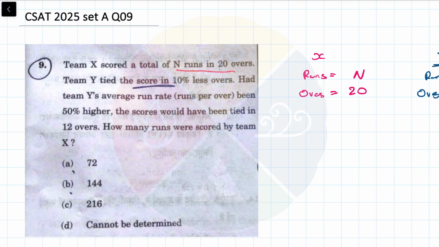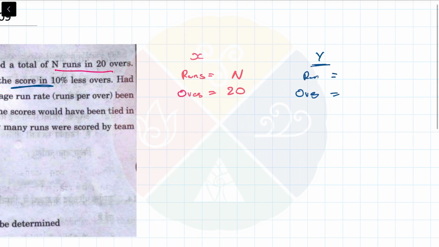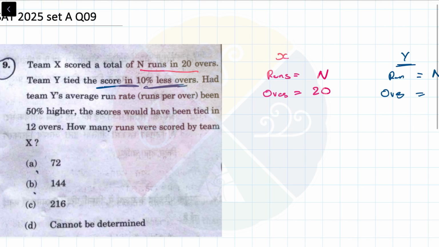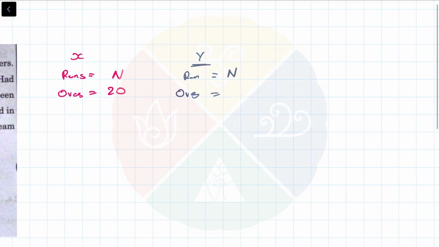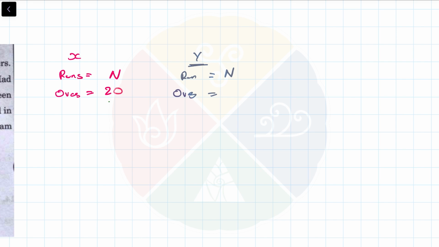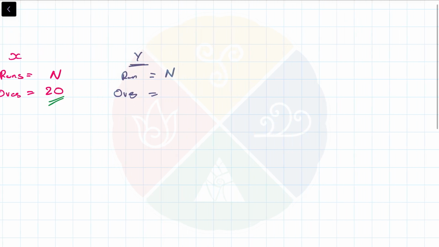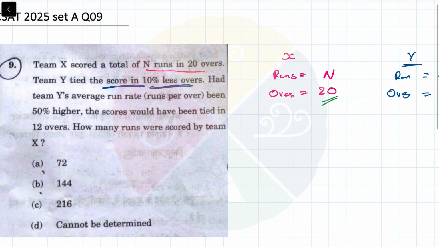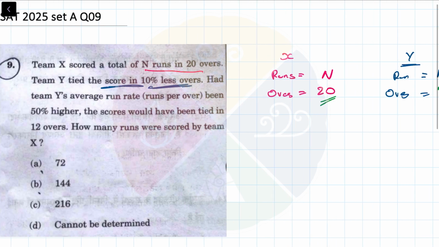Team Y tied the score. Tied the score means they also got the score which is similar to X, in 10% fewer overs. Team X had 20 overs. 10% of 20 will be 2. So out of the 20 overs, if we take 10% less, you have to subtract that. That means 18. So in just 18 overs, team Y scored n runs.